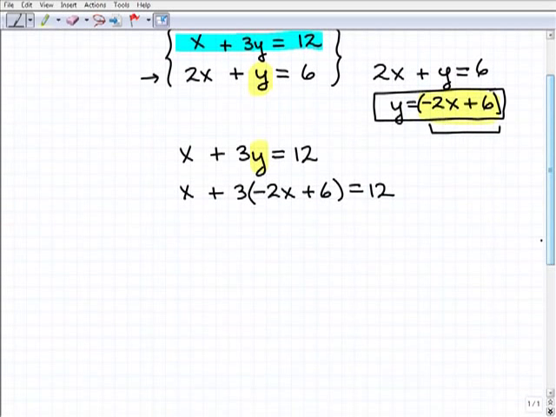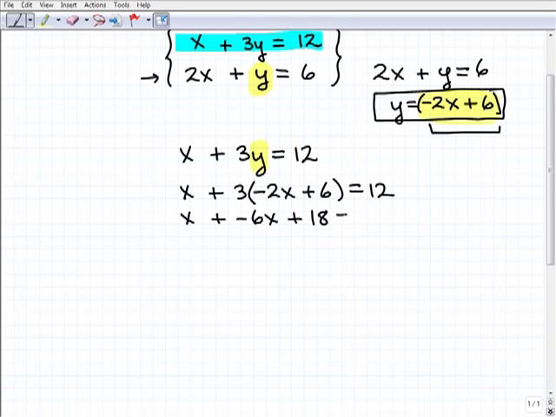Now, you can see the advantage of doing that is now you have one equation with one variable. You don't have two different variables. And that's the little trick that we kind of played on this system, is just getting one equation with one variable, and now we can go ahead and solve for it. Get x plus negative 6x plus 18.